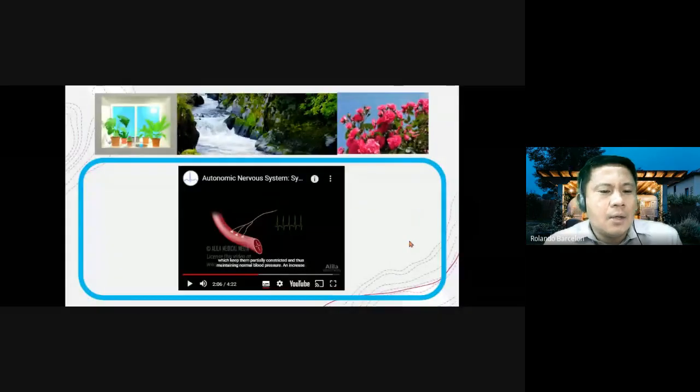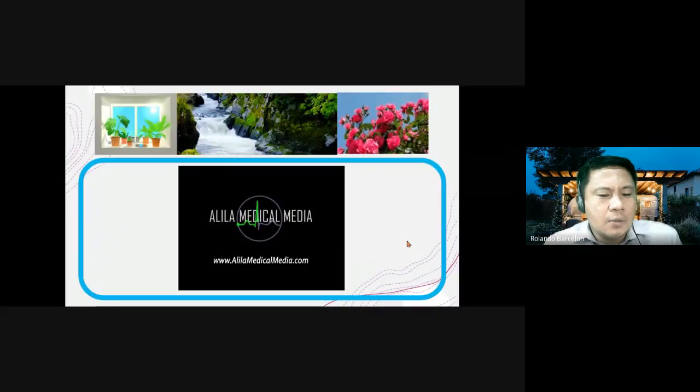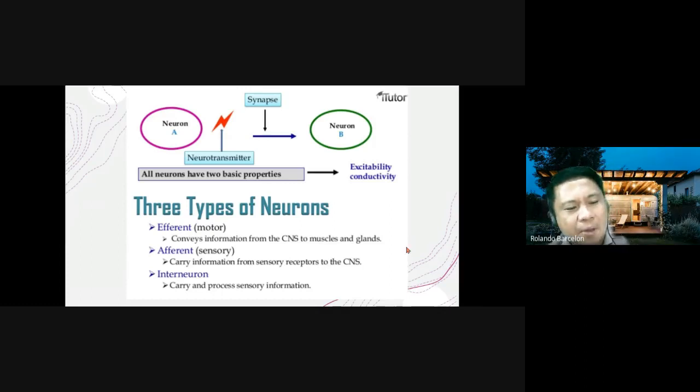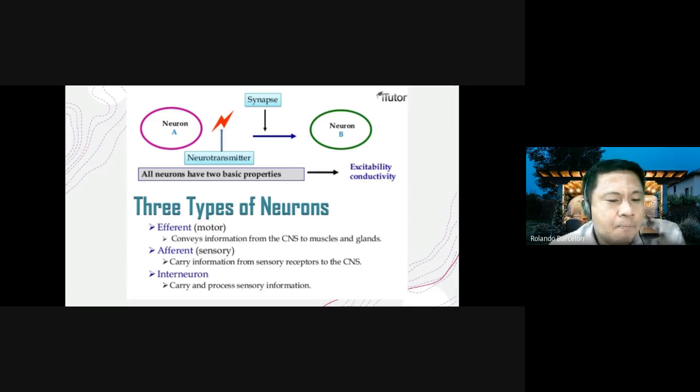Okay, so thank you so much for listening. Nakalimutan ko, there are 3 types of neurons: the efferent, afferent, and interneurons. Pag sinabing efferent, ito yung nerve cells na nagdadala ng information mula sa brain papunta sa glands. So efferent yun, F.